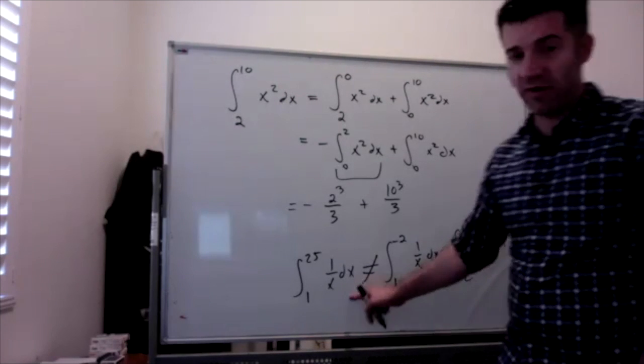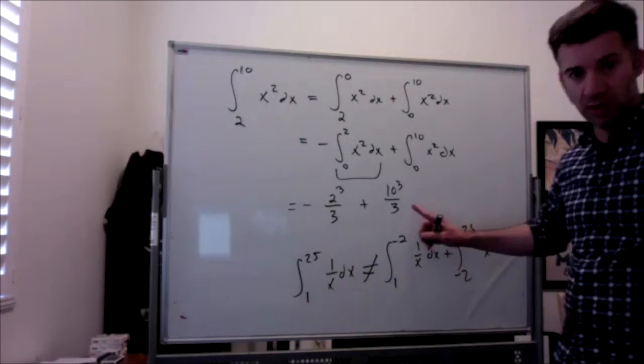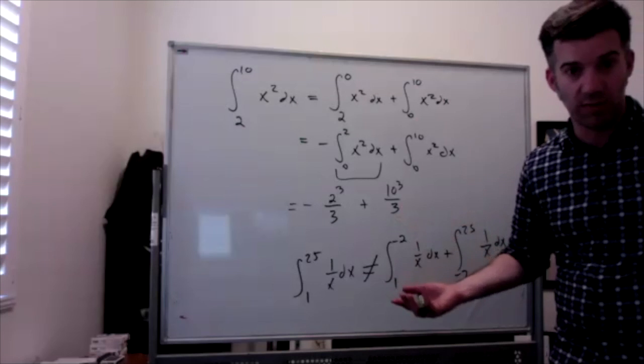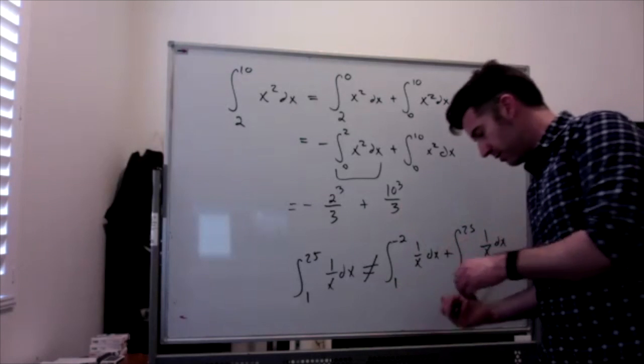Because 1 over x is undefined at 0, and 1 to negative 2 encompasses that 0 value, and that's a problem. That's what's called an improper integral, which we will deal with later, but not yet.